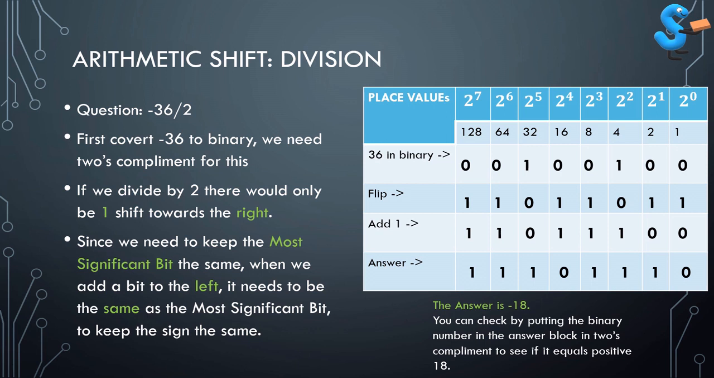You can check this by putting the binary number in the answer block in 2's complement to see if it equals positive 18. So this number here is put into the 2's complement table, flip and add 1 to check if it is equal to positive 18 in denary. So that about wraps it up.